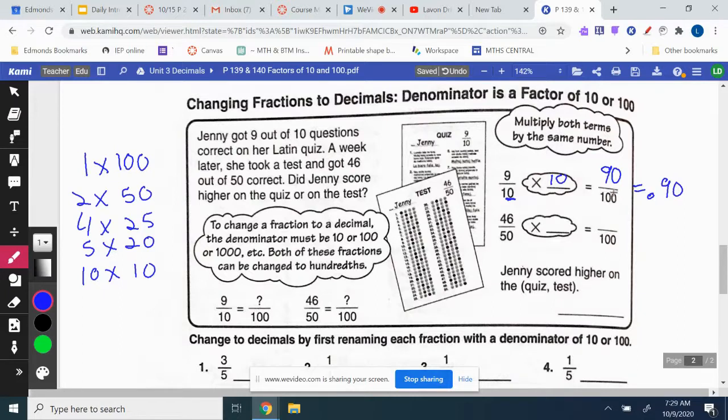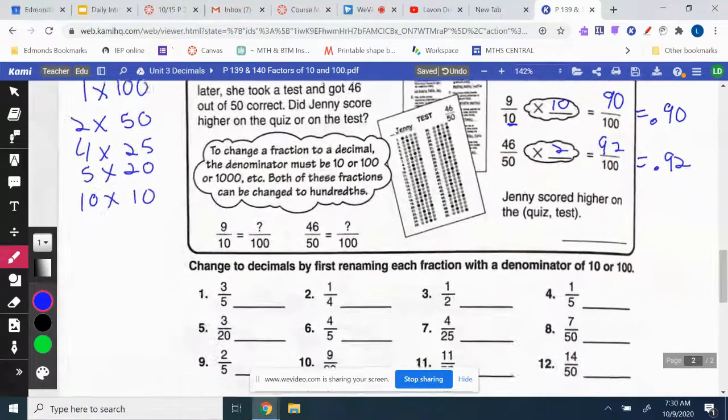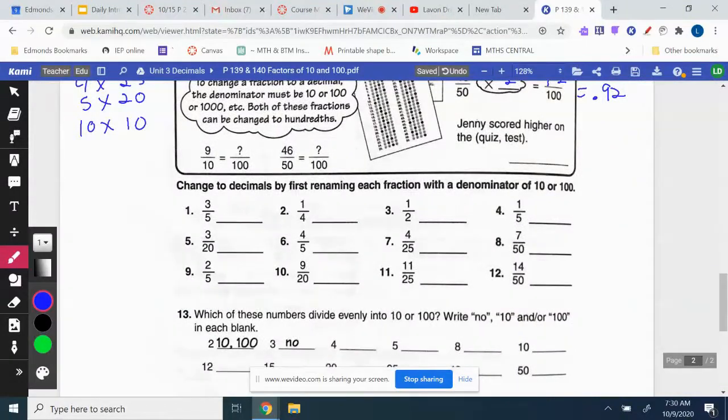So 50 times 2 equals 100. So 2 times 46. Well, 6 times 2 is 12. I carry the 1. 2 times 4 is 8, plus the 1 is 92. So this would be written as 92 out of 100, or 92 hundredths.